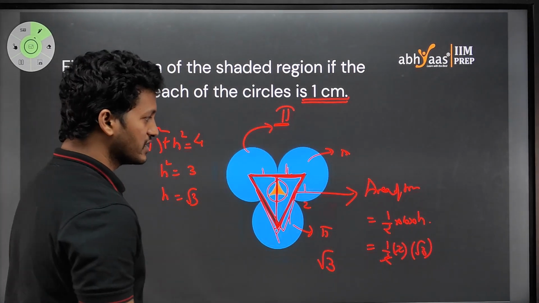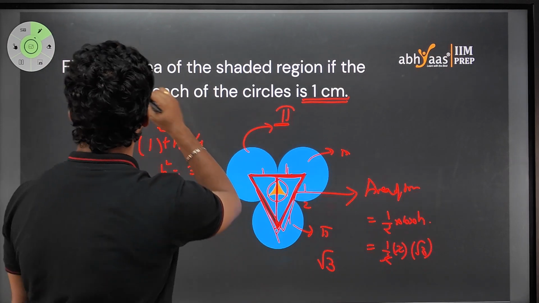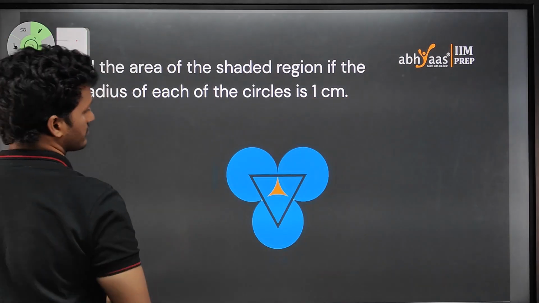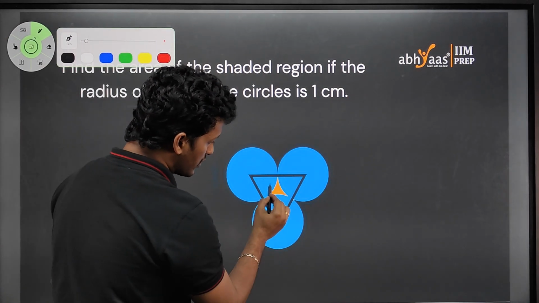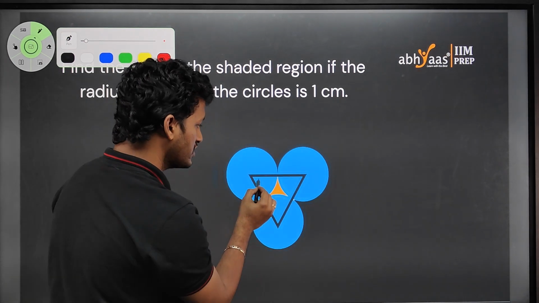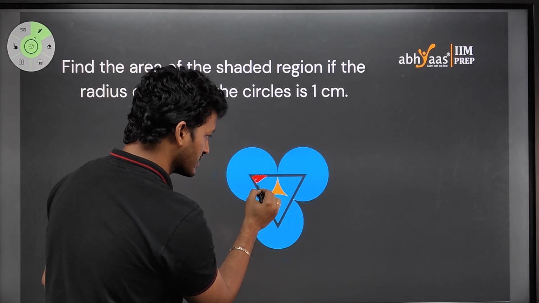Now from this we have to find the area of the shaded region. This region. So to take that area, first we have to remove the sectors' area.